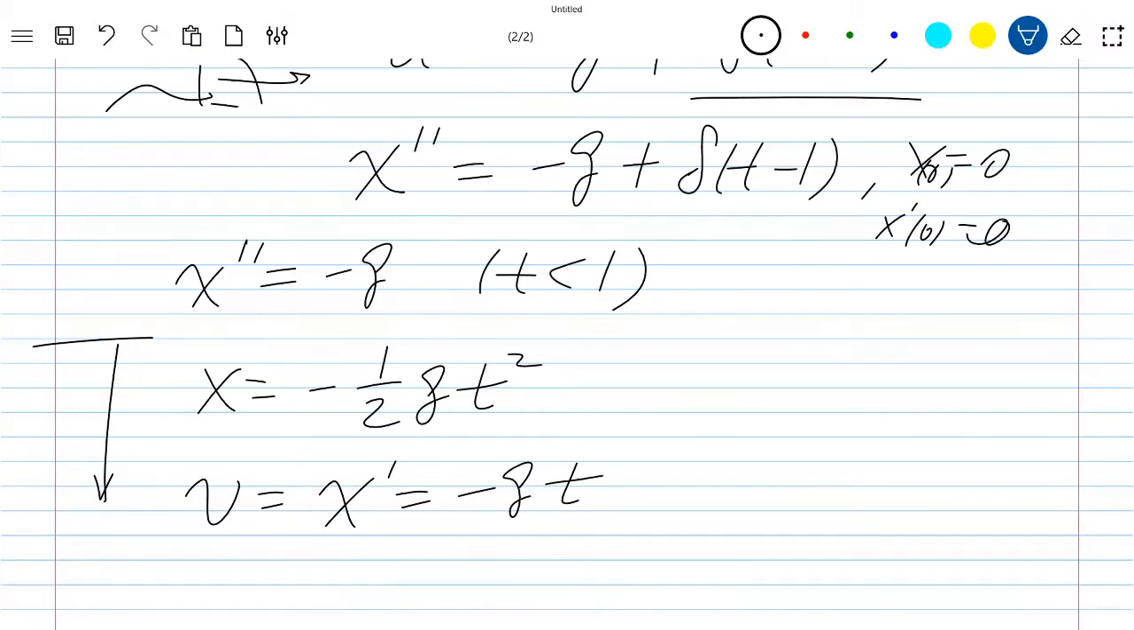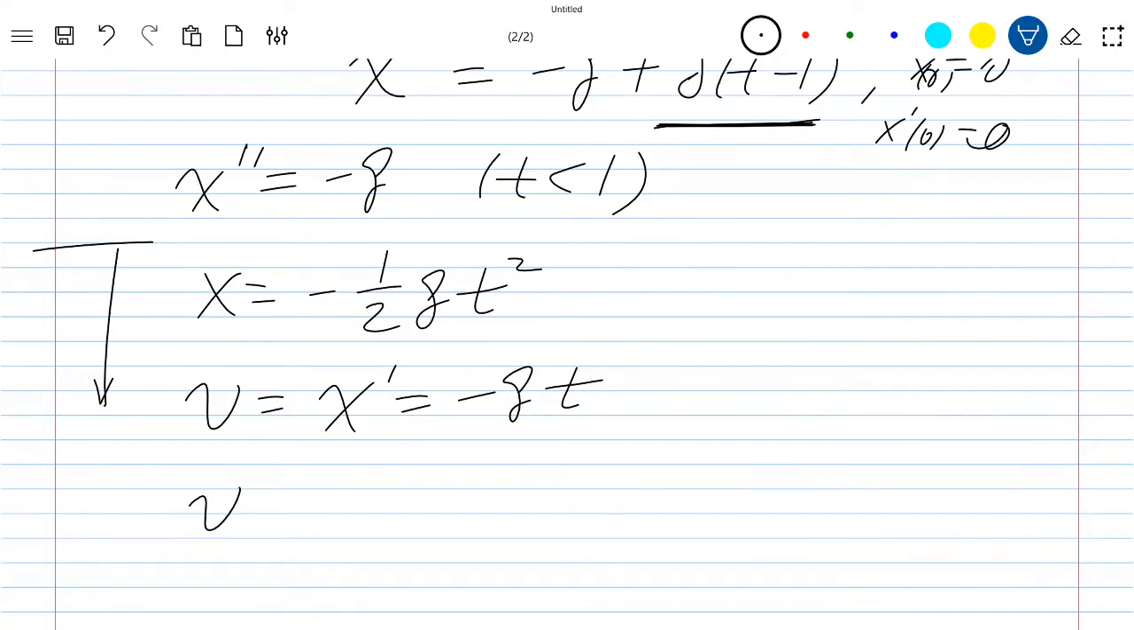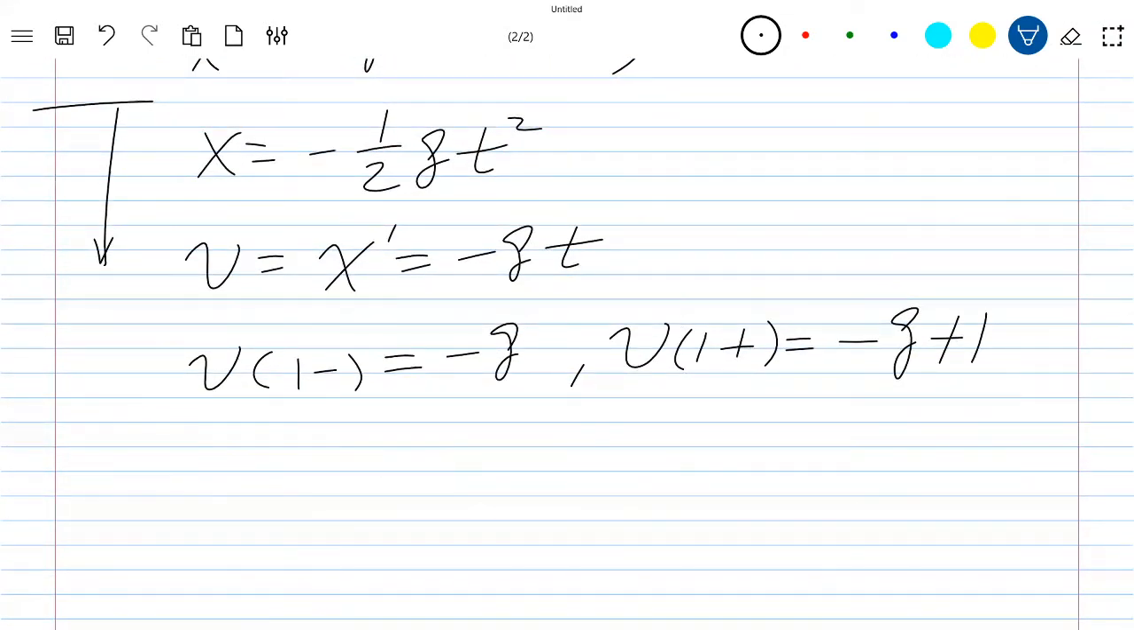And at time equals 1, v suddenly increased by 1. So v, we use this symbol. Before that moment, it's negative g. But after that moment, it becomes negative g plus 1. So your equation becomes the same. A, which is x double prime, equals negative g after that.